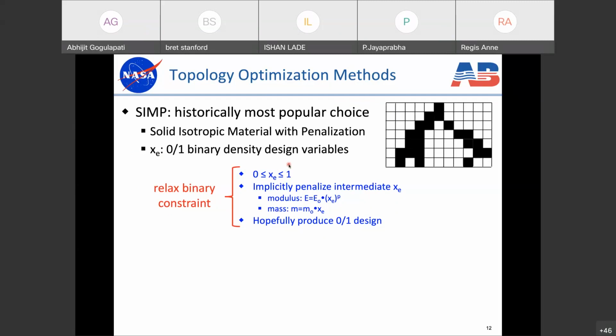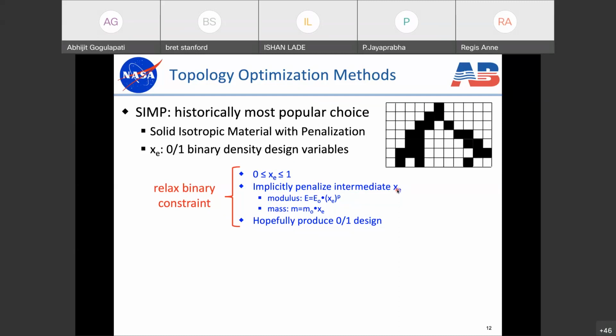And so the optimizer could return to us a topology with big blobs of gray throughout the design space rather than strict boundaries of black and white. And we don't want it to do that, where we wouldn't find that to be a satisfying result. And so the way that we can prevent the optimizer from returning to us design variables that have intermediate values between 0 and 1 is by, and this is the key theme of the SIMP method, is by implicitly penalizing intermediate values of x.